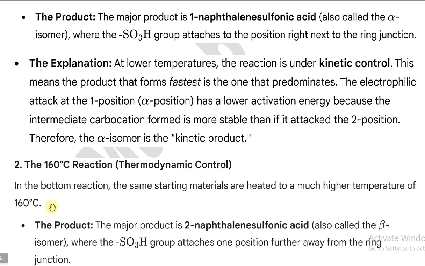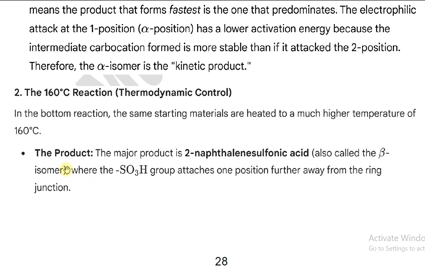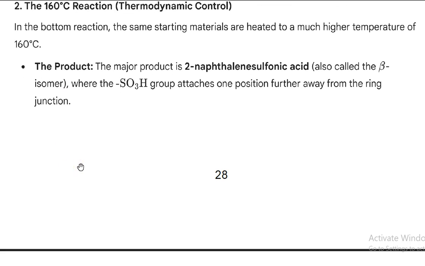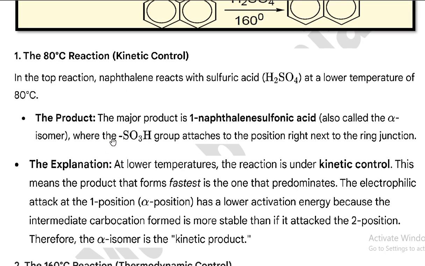So at high temperature, in the bottom reaction, the same starting material is heated to a much higher temperature of 160 degrees. The major product here is 2-naphthalene sulfonic acid, also called the beta isomer, where the SO3H group attaches one position farther away from the ring junction.